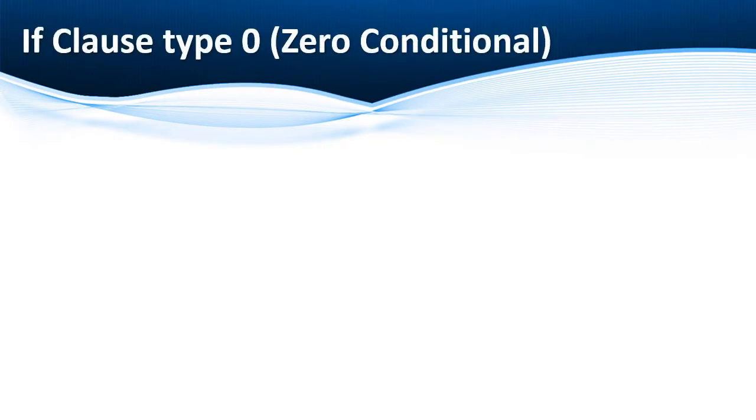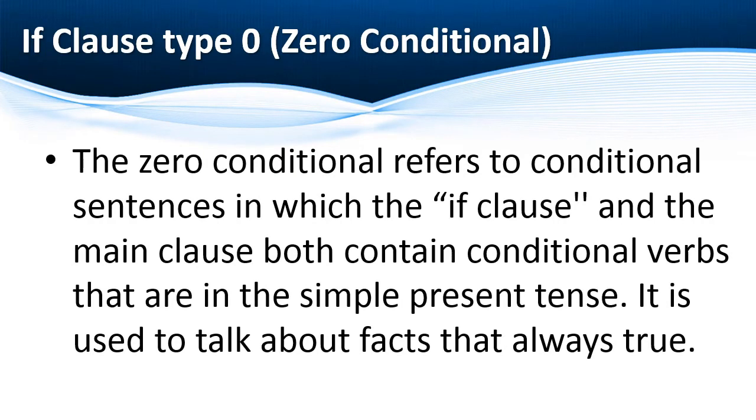Now let's see if clause type 0 or zero conditional. The zero conditional refers to conditional sentences in which the if clause and the main clause both contain conditional verbs that are in the simple present tense. It is used to talk about facts that are always true. So the form is in the simple present tense and it talks about general truth or always true.